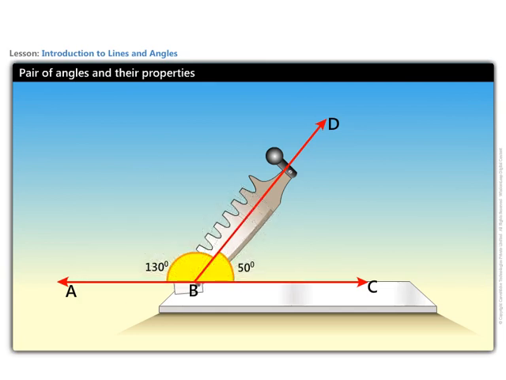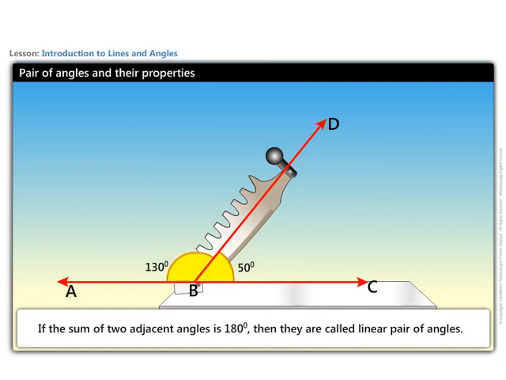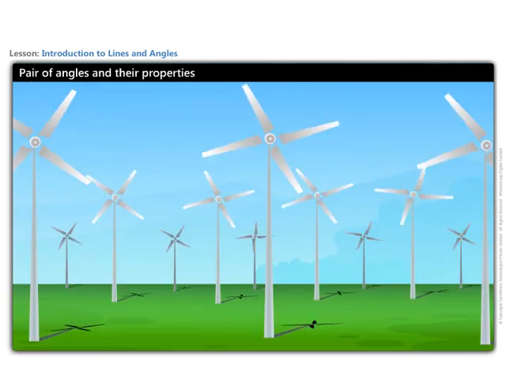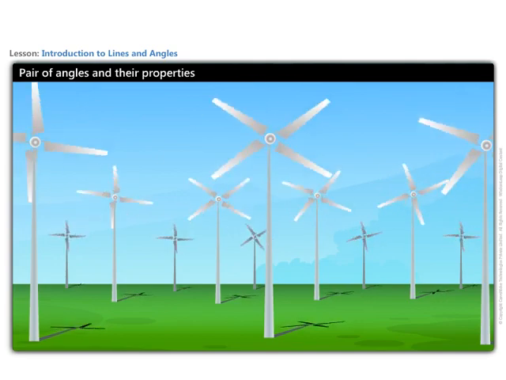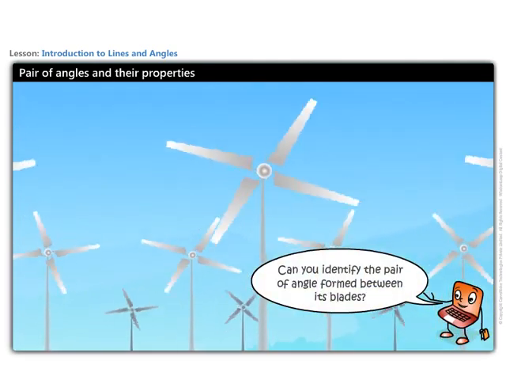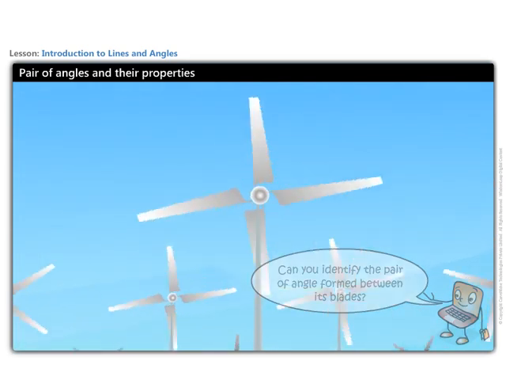From this, we can conclude that if the sum of two adjacent angles is 180 degrees, then they are called linear pair of angles. Now, take a look at the angles formed between the blades of the windmill. Can you identify the pair of angles formed between its blades?